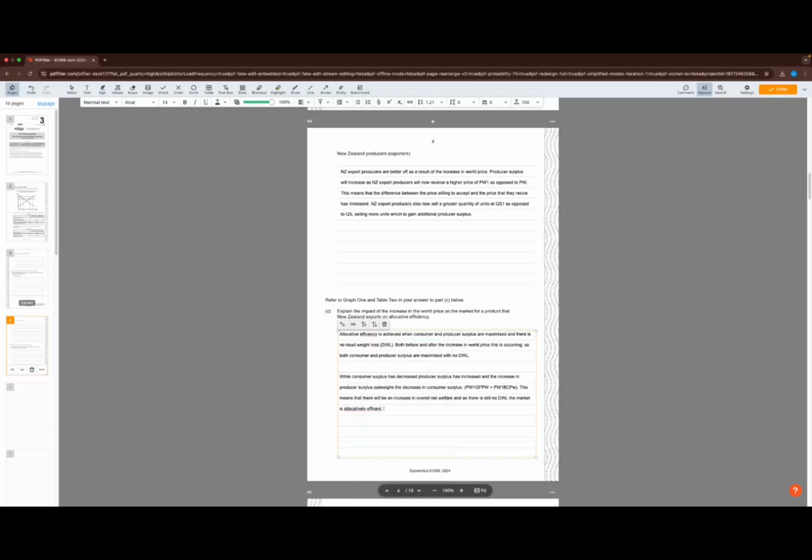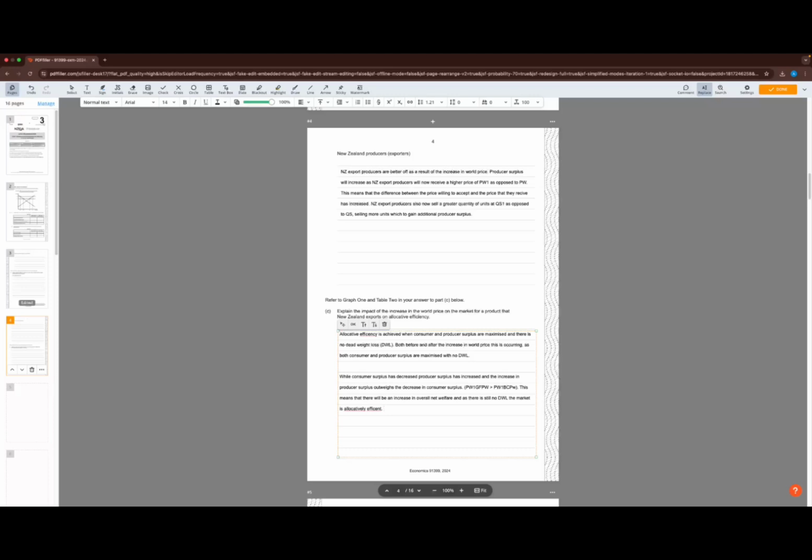Okay, so you could have gotten away with there saying that allocative efficiency is maintained, even though it's technically not true, but it's good to just have the right stuff in there, which is that it did increase. Okay, so for that question there, that there is looking at an excellence answer where you're referring to data and you're clearly explaining those points that allocative efficiency is achieved and the increase in world price because the sum of consumer surplus and producer surplus is maximized with no deadweight loss.